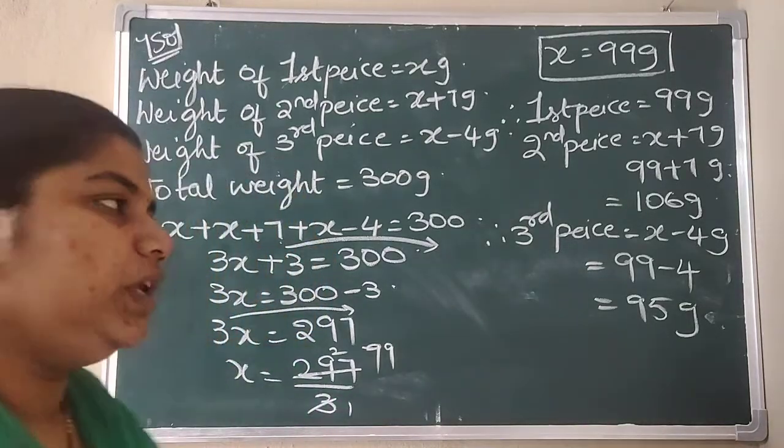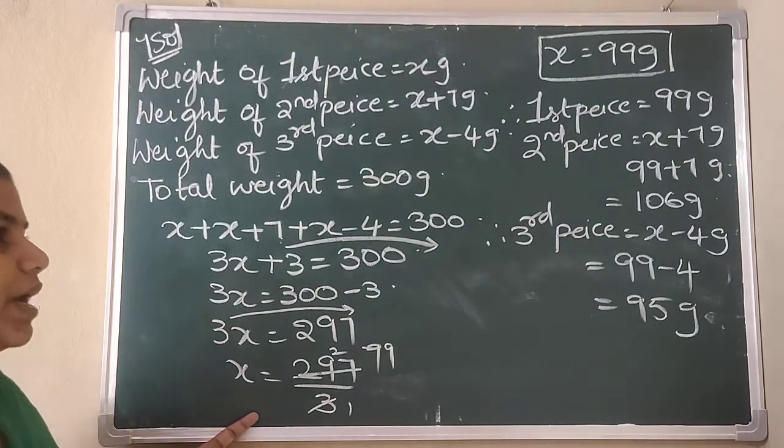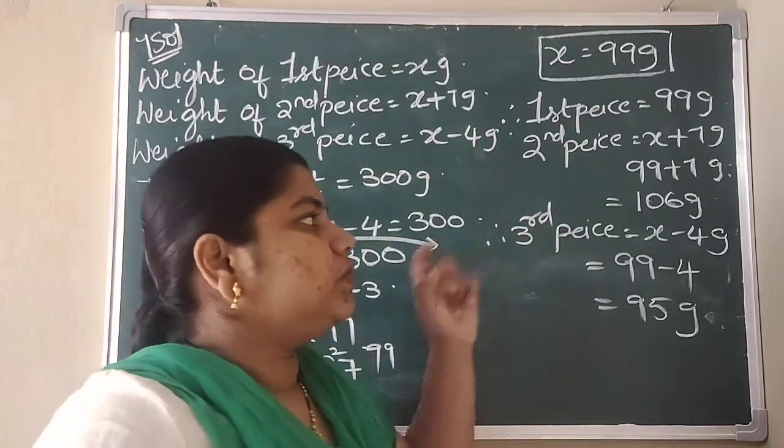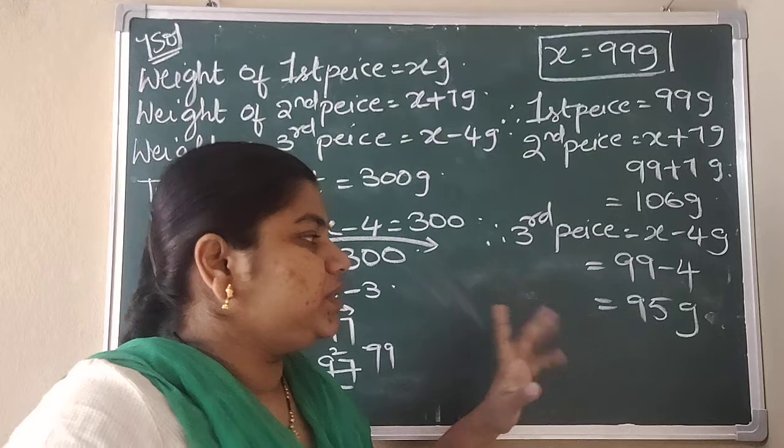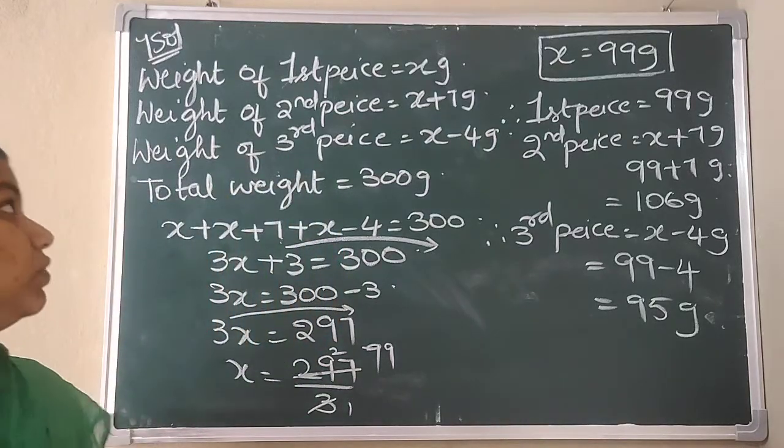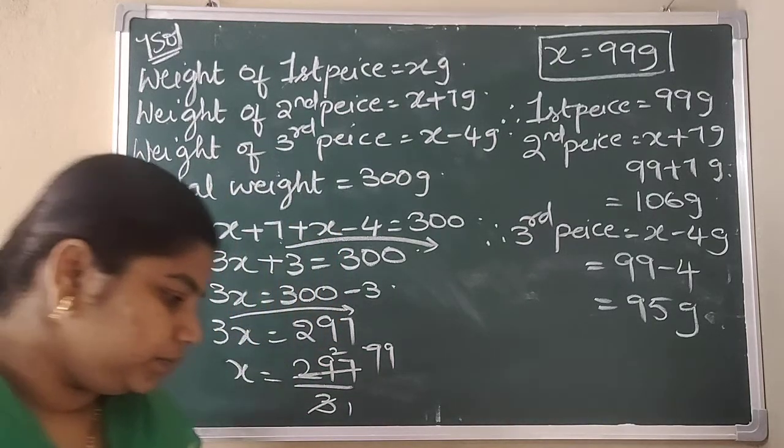So what is the weight of 3 pieces here? The first piece is 99 grams. The second piece is 106 grams. And the third piece is 95 grams. So this is our 7th solution.